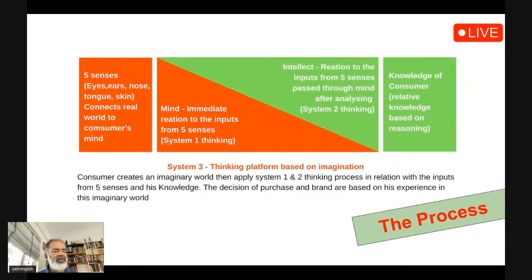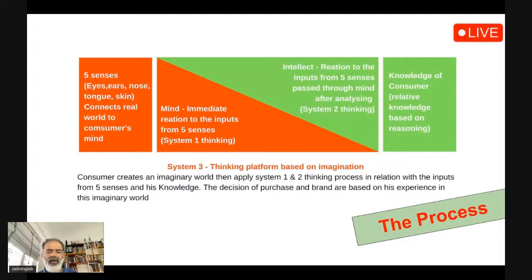That is a little bit slower than system one thinking, it is rational, and it needs more effort because the consumer is thinking with the knowledge he has in his mind. So this is a little bit slow. That's why people call it slow thinking. Then it is added to the knowledge of the consumer, because the consumer already has some knowledge. If you think about a product like toothpaste, the consumer already has some knowledge. So the intellect will compare the knowledge given by the senses from the surroundings with the knowledge the consumer has.